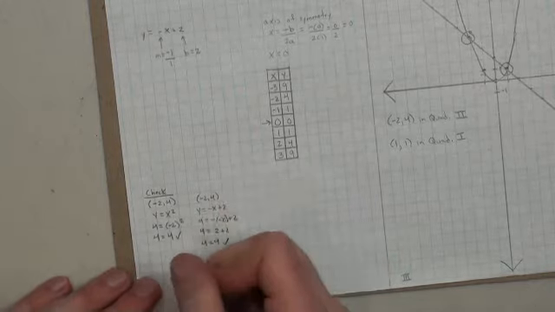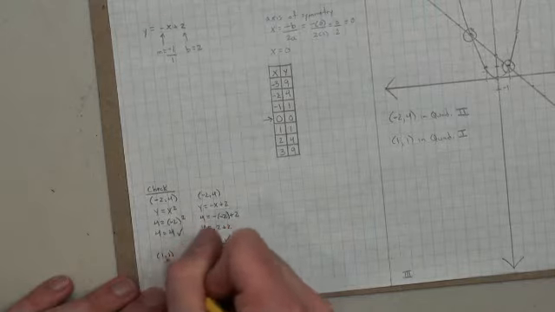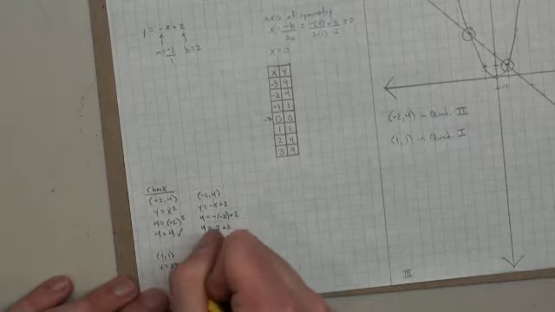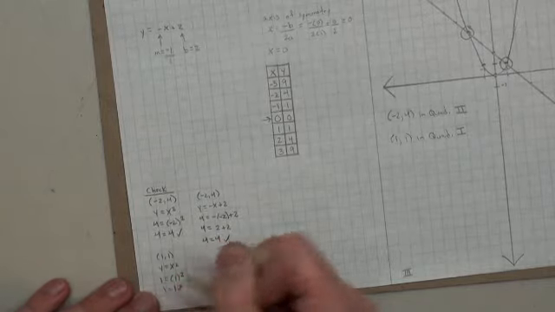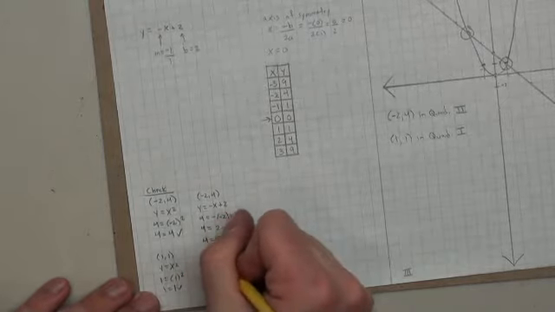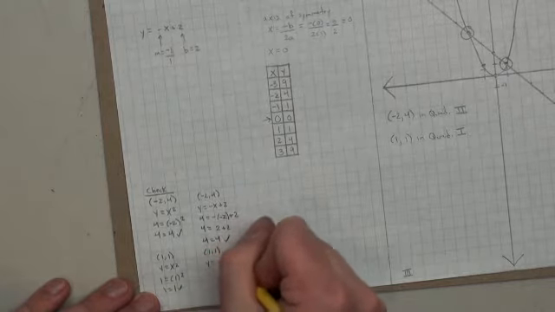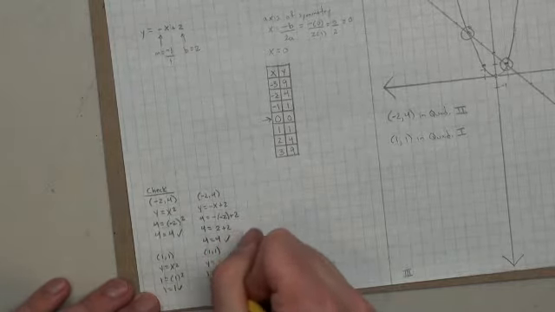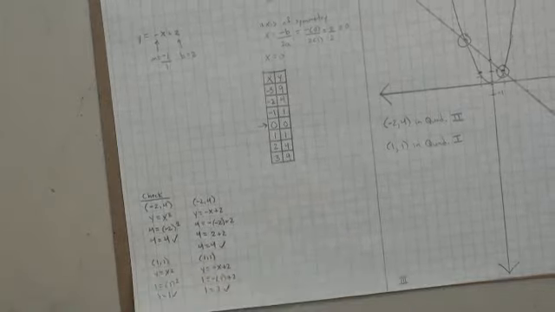That checks. Let's check the other point, 1, 1. First in y equals x squared, 1 equals 1 squared, 1 equals 1. It checks. Now let's check the point 1, 1 in our linear equation. 1 equals negative 1 plus 2, 1 equals 1. That checks. So, everything checked out.